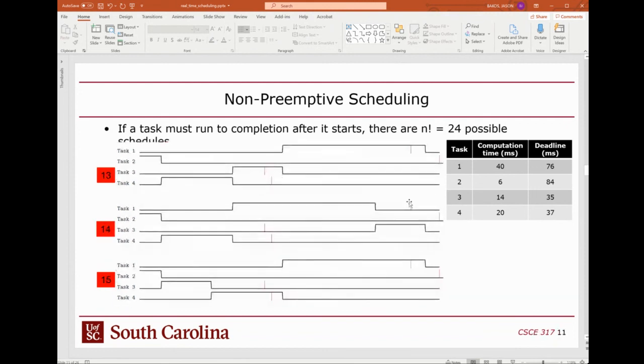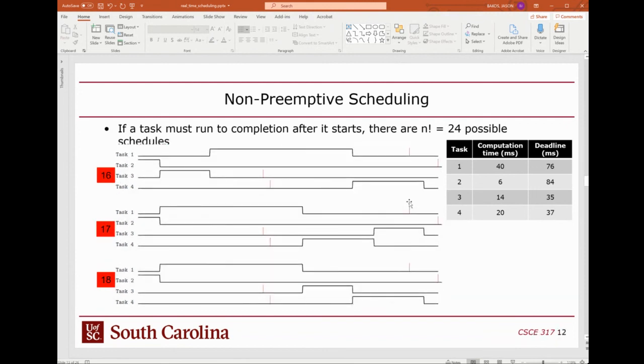So as you can imagine, we go on and on and on, and it turns out that very few of these schedules will meet their deadlines. There are some that will, but they're rare. They're hard to find, and so we need a way to find them. So I'll go ahead and just end it there today.